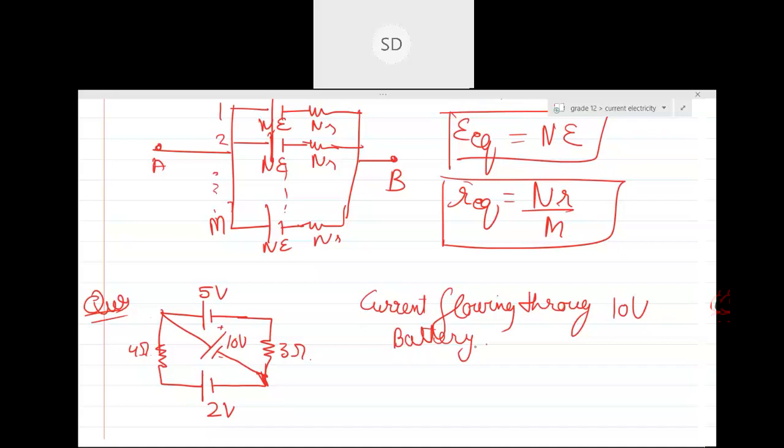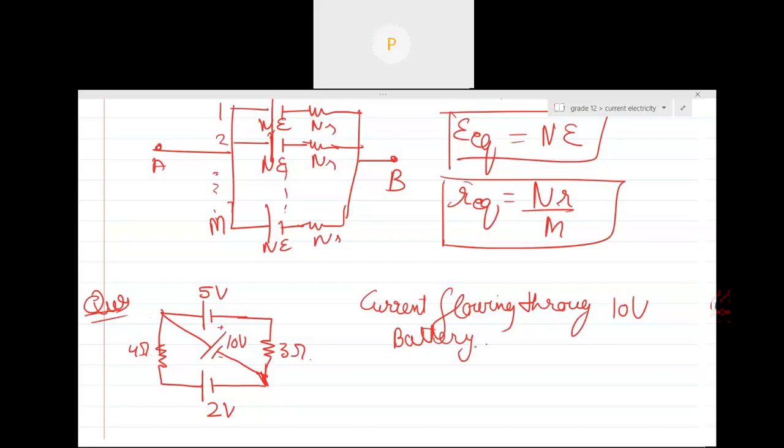Initially, when I gave you this type of question, did you use Kirchhoff to solve it? Yes, sir. We did apply Kirchhoff directly over this question. Okay. So now, see, one concept has evolved.